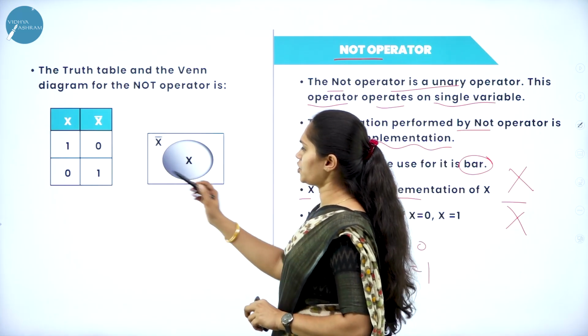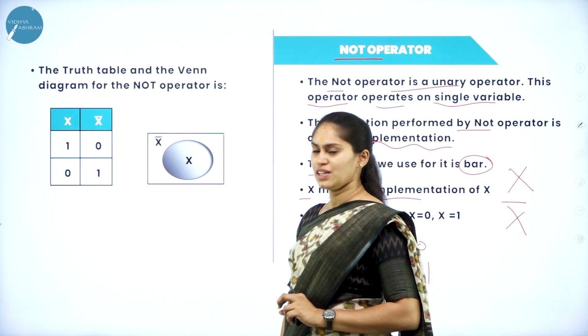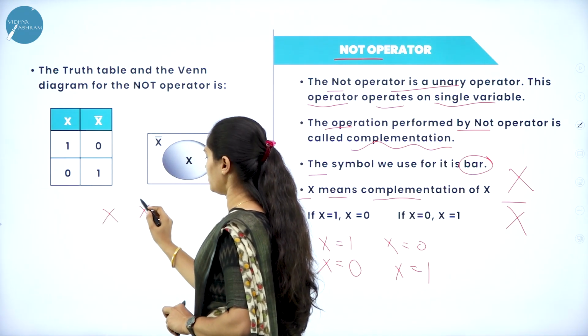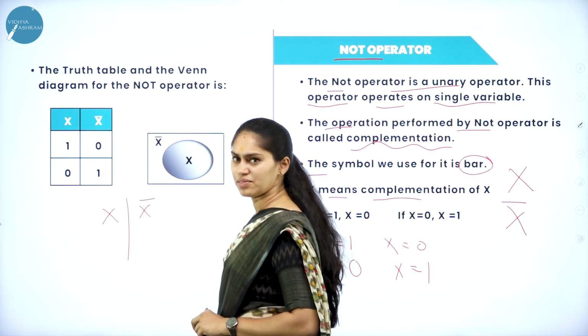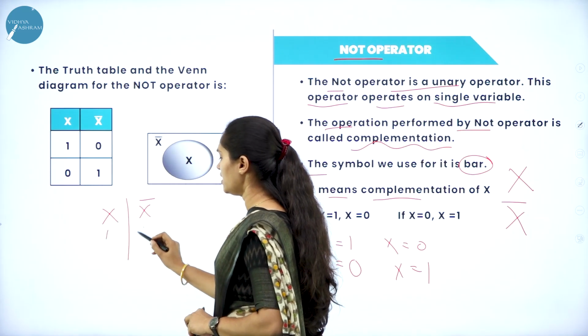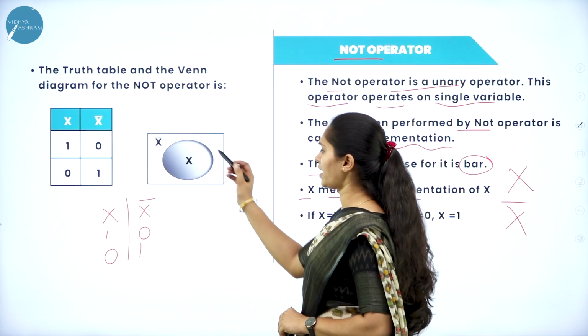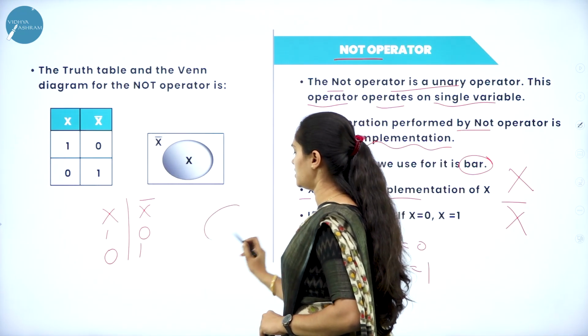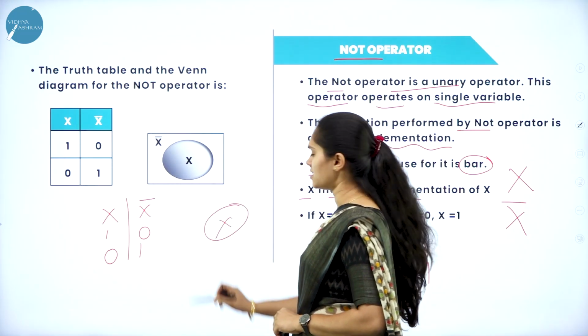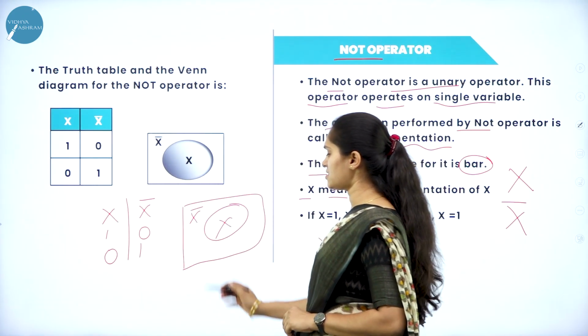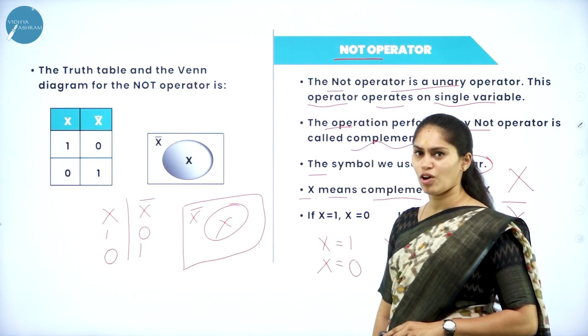Here you can see the truth table and Venn diagram of this NOT operator. What is the truth table? It deals with only one variable: one is input and the other is output. If my input is 1, the output will be 0. If my input is 0, the output will be 1. How do we write a Venn diagram? If you consider this as an input called x, then it is just a reverse of the input, so it will be x bar. This is the Venn diagram of the NOT operator.